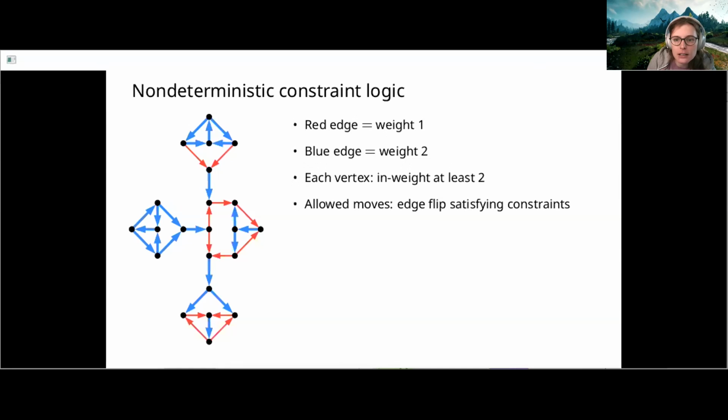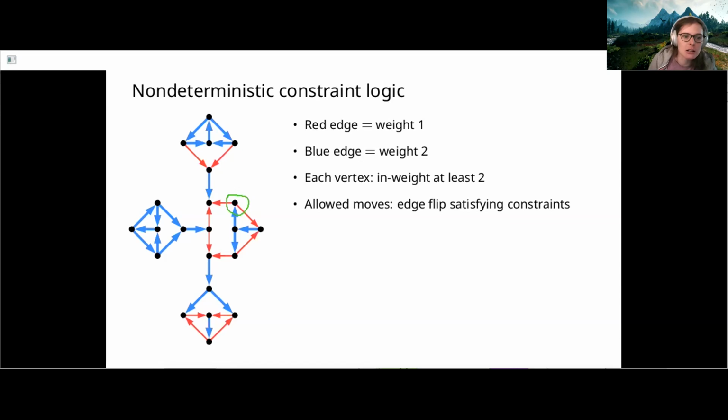maybe I can annotate quickly. If I can get the pen to work. Okay, so this vertex has incoming weight 3, right, from the blue edge and from the red edge. And that is why I can flip the red edge around. So now the constraints are still met for this vertex.